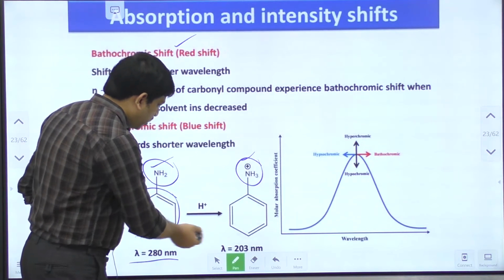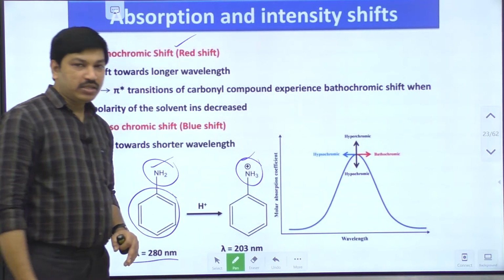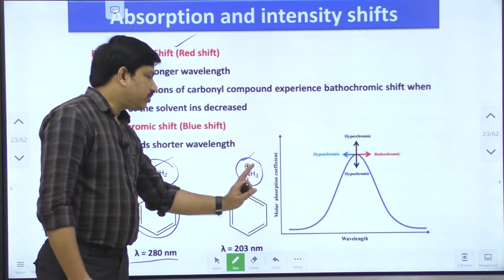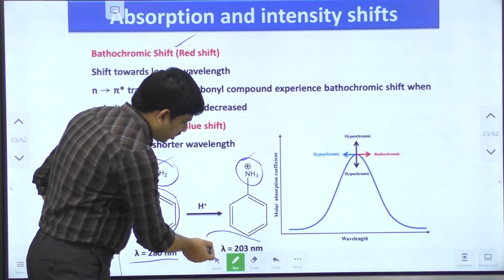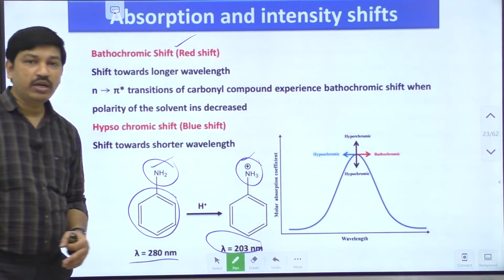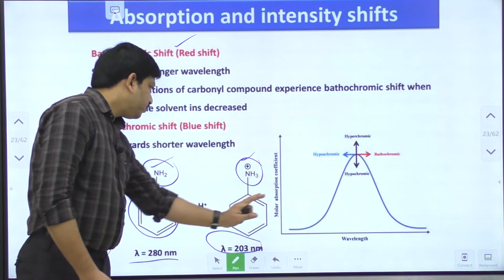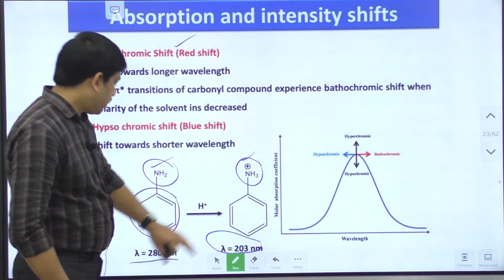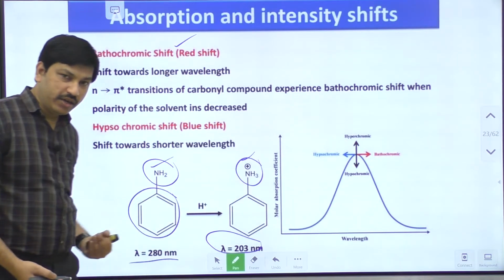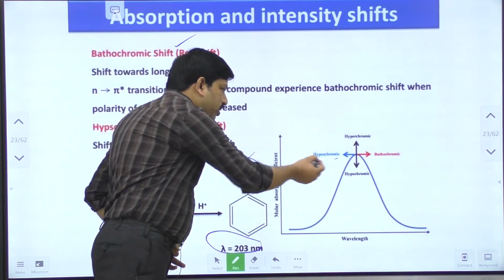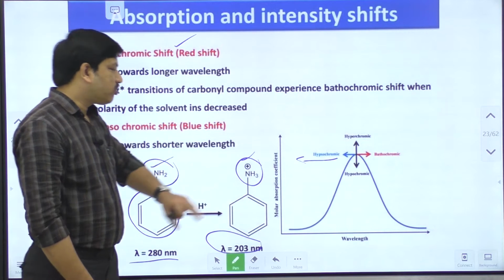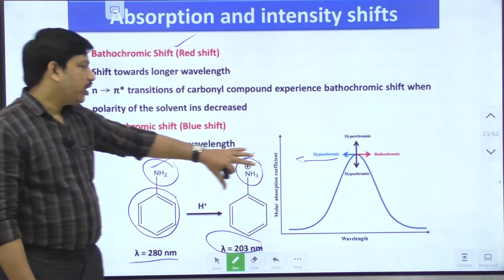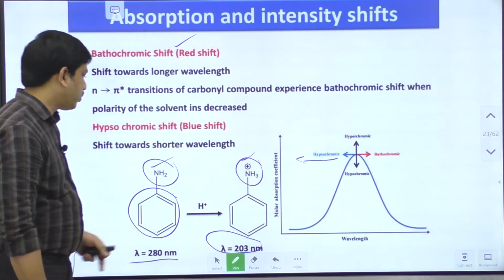Whereas after treatment with the acid, this molecule becomes the corresponding cation, but this absorbs around 203 nanometers only. So in this case, the wavelength value decreases. Wavelength value decrease means this shift is called a hypsochromic shift. So this is one example where you can see a hypsochromic shift in the corresponding absorption spectrum.